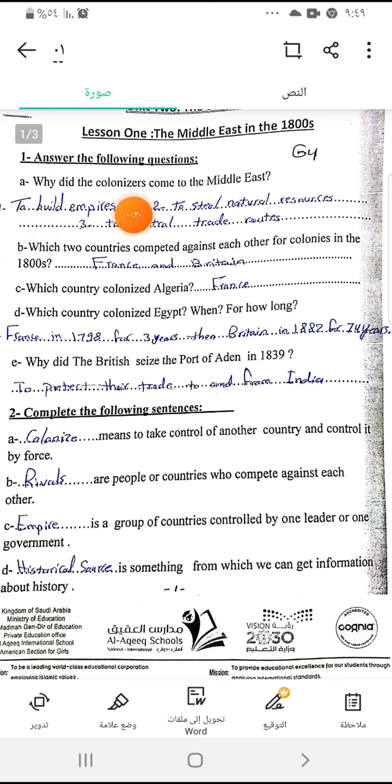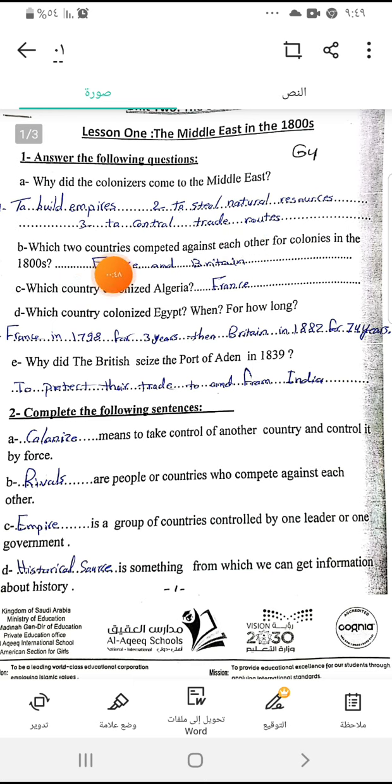A. Why did the colonizers come to the Middle East? We explained this several times when we said they came here to build empires and take over the land, to steal the natural resources because they needed them for their factories in Europe, and 3, to control trade routes because they wanted trade to make money.